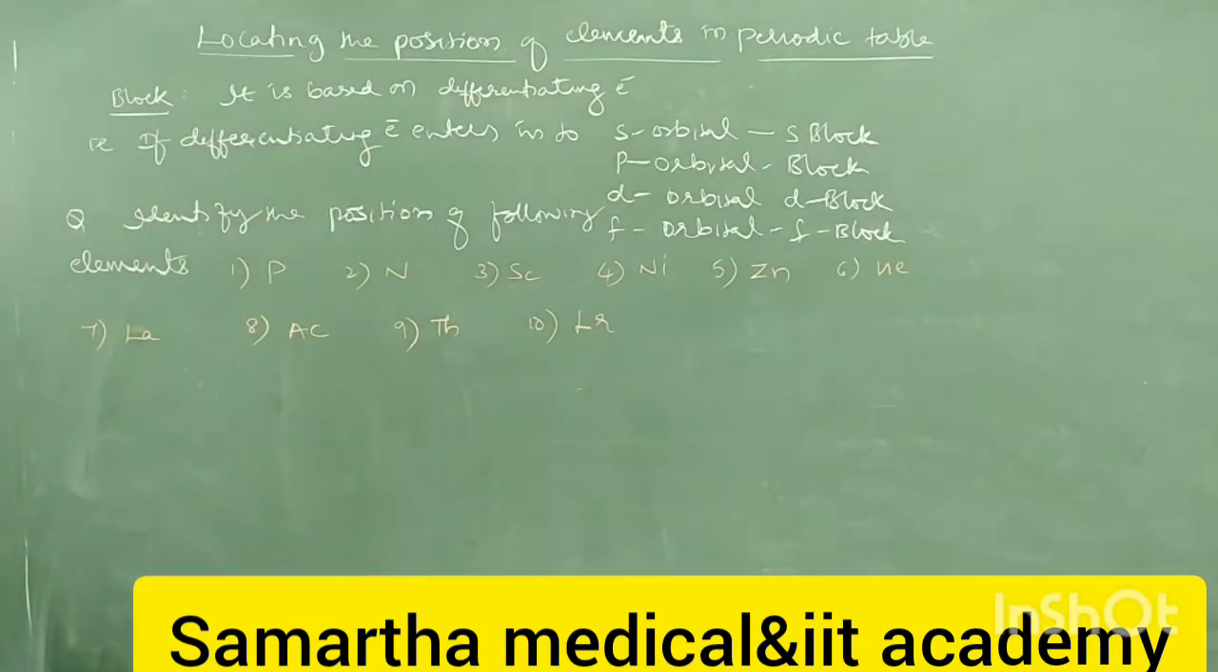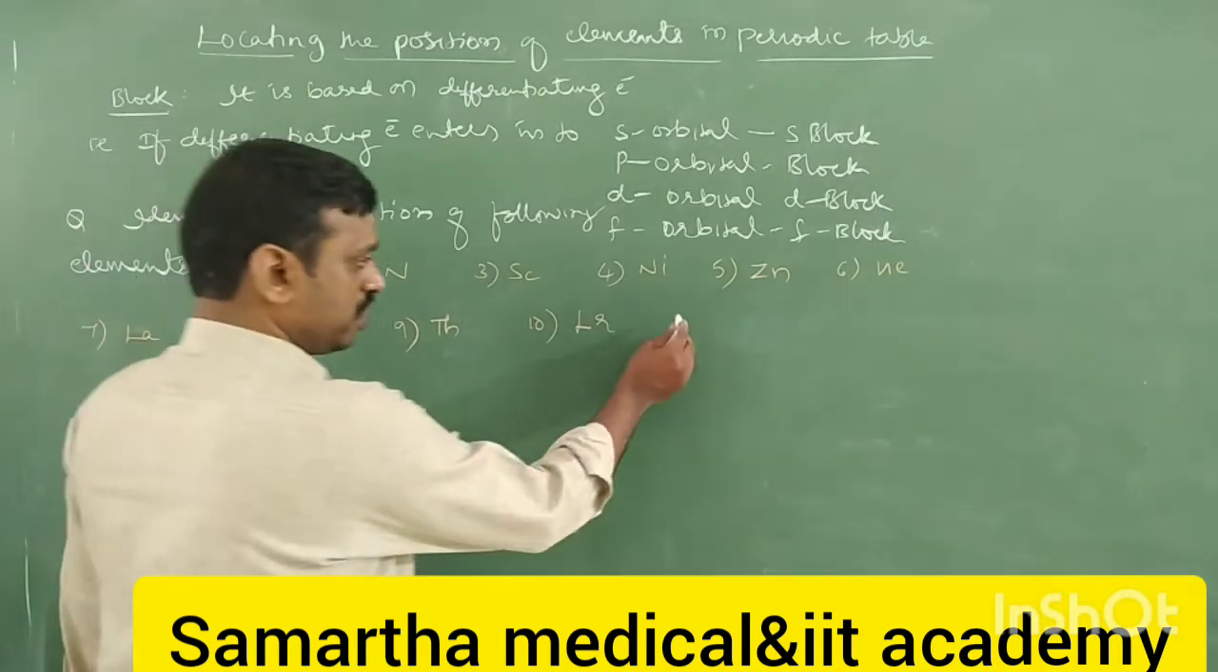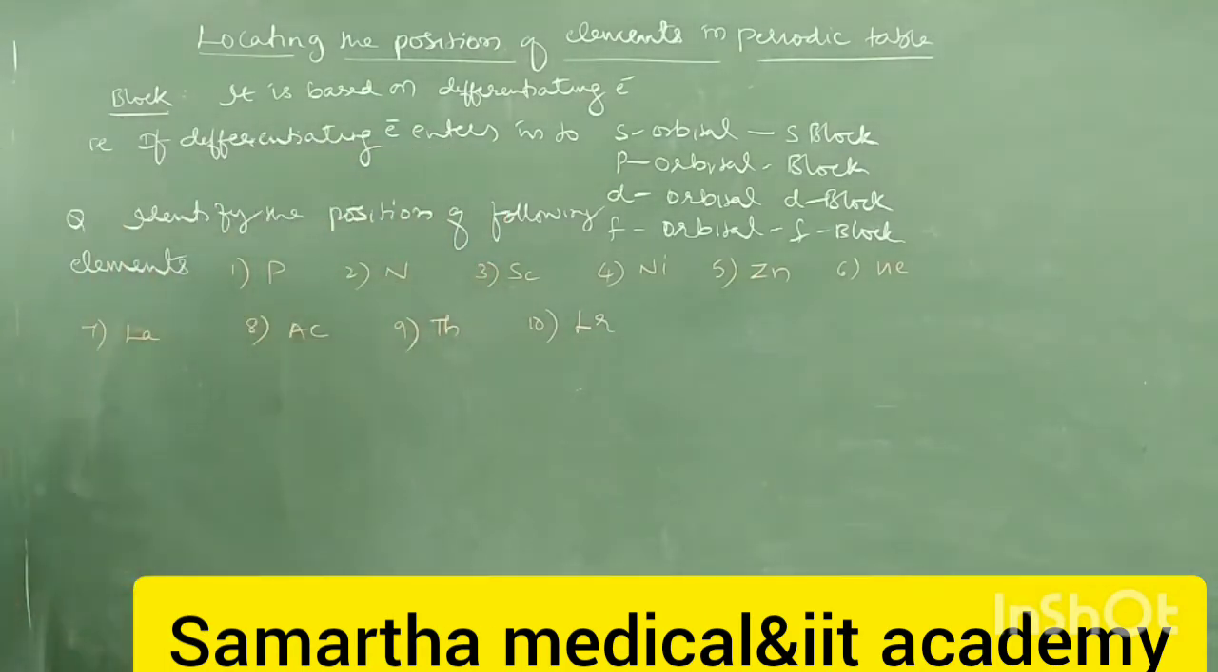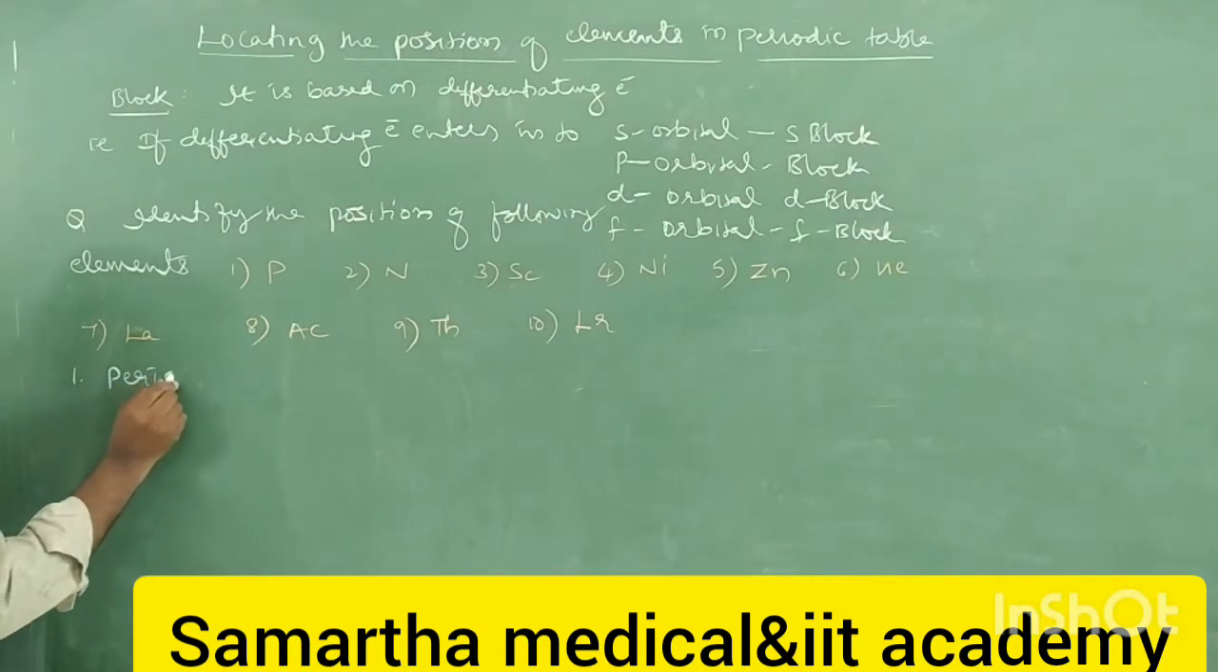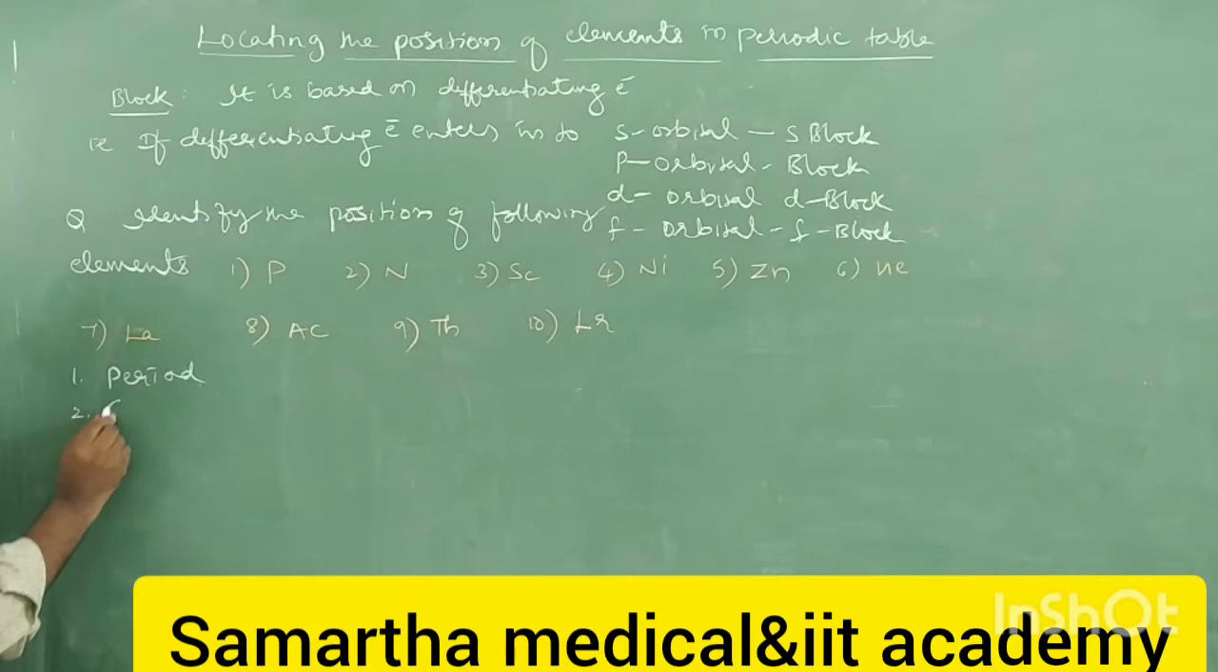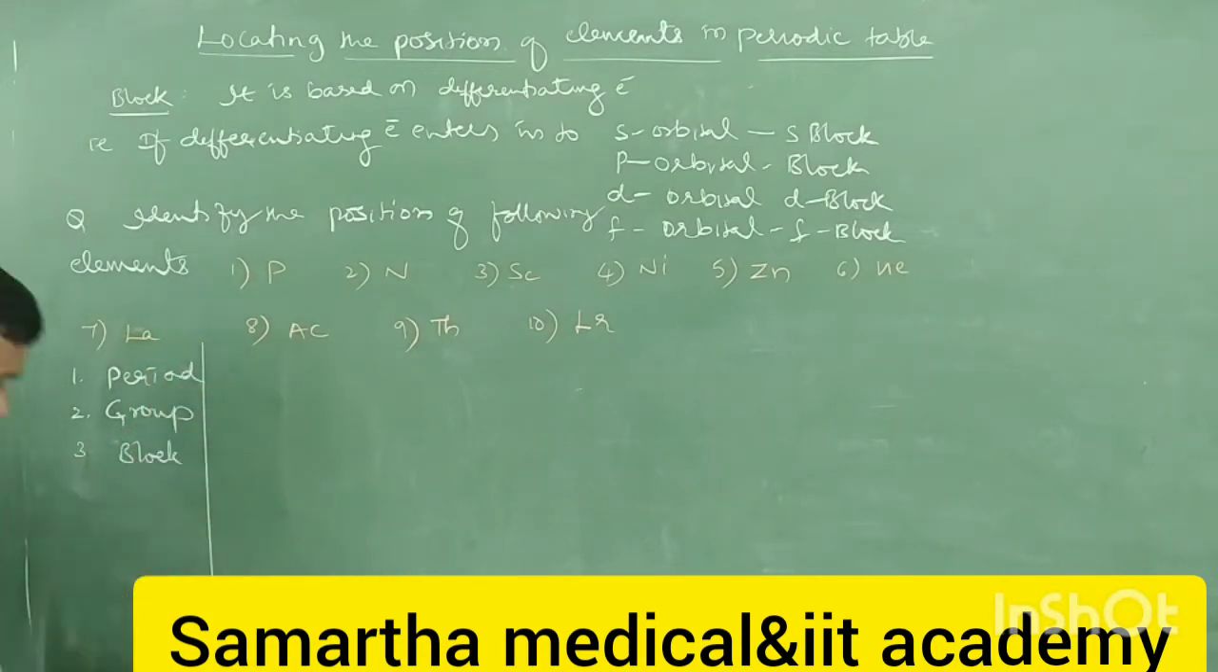So identify the position of these elements in the periodic table. Tell me, identify the position means what do you have to identify? One is the period, right? Which period the element belongs to. Next, the group. You need to identify which group the element belongs to. Next is block.